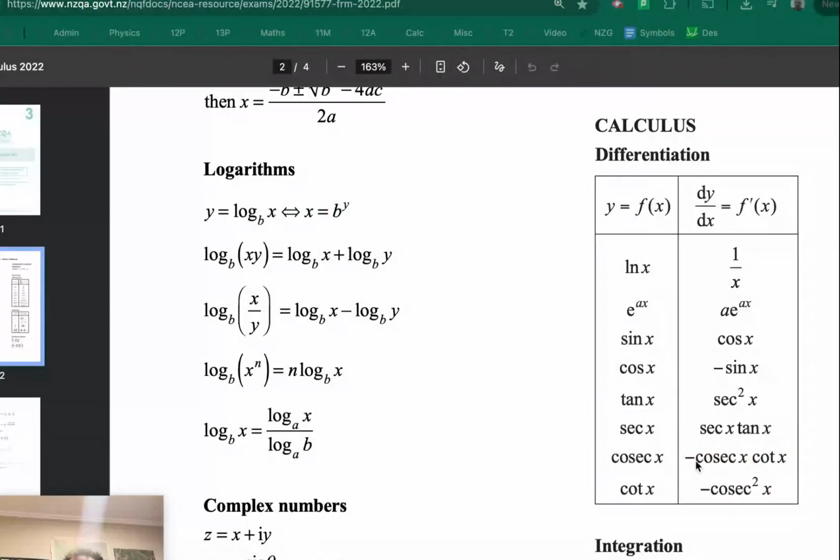Okay, so here's the one we need to look at, this one here, cosec. Now, note it says negative cosec. So differentiating cot goes to that. If we were to integrate negative cosec, we'd get positive cot. So keep that in mind.